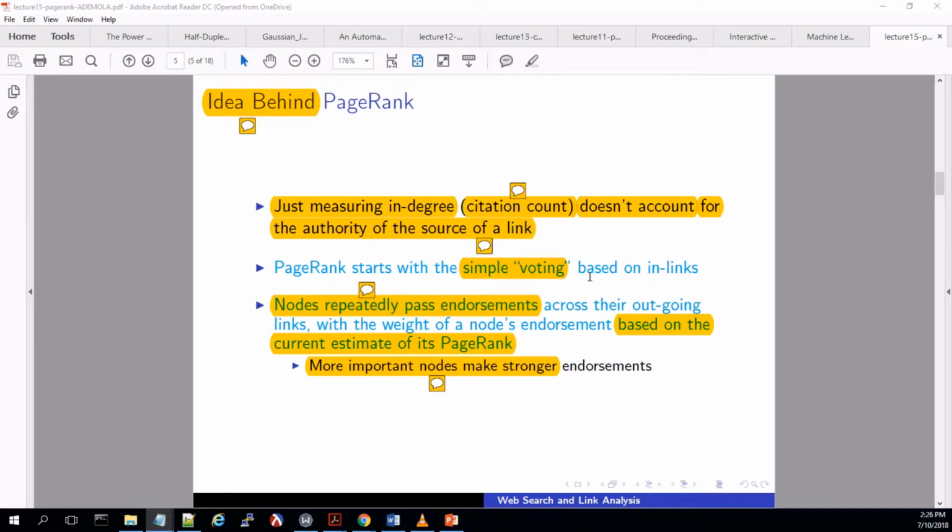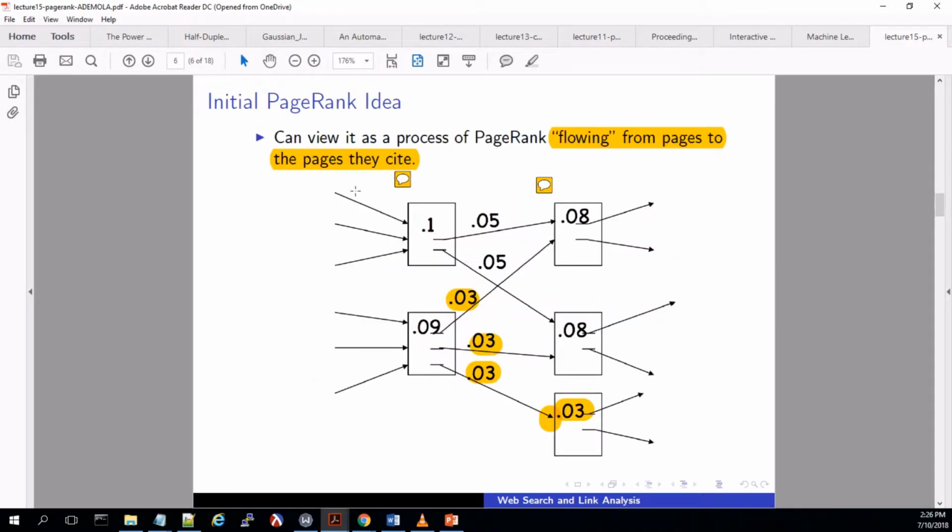Page rank starts with a simple voting based on in links, and this is very important, as we shall see shortly in the example. The nodes repeatedly pass endorsement across the outgoing links, with the weight of a node's endorsement based on the current estimate of its page rank. So this is a form of iteration. We're going to see that when we go through the example. And the weight of a node's endorsement, we will also see that. So more important nodes make stronger endorsements. So for example, looking at this now, this is an authority.